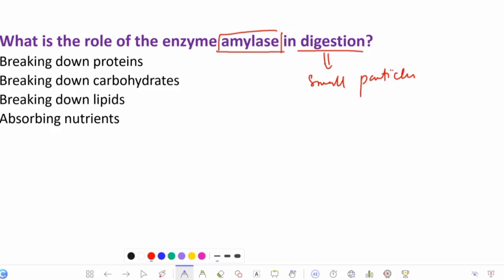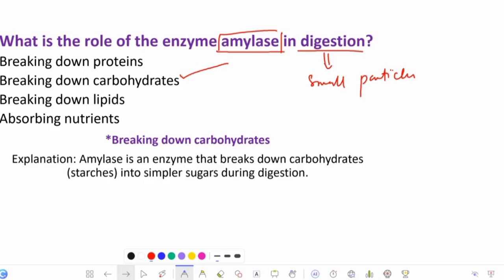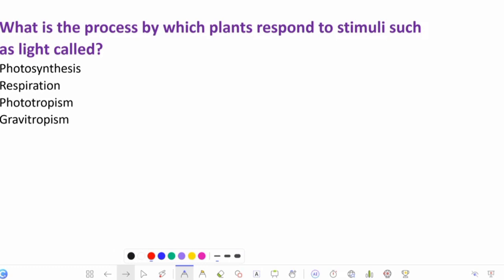It is breakdown of carbohydrates. Breakdown of carbohydrates is done by the enzyme amylase in digestion. Amylase is an enzyme that breaks down carbohydrates, especially starch, into simpler sugar molecules. Carbohydrates consist of sugar molecules. So breakdown of carbohydrates into sugar molecules is done by the enzyme amylase.